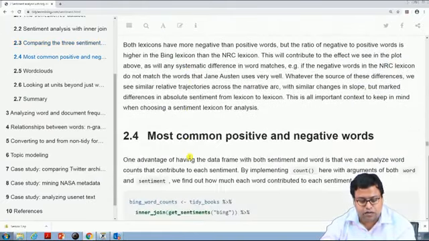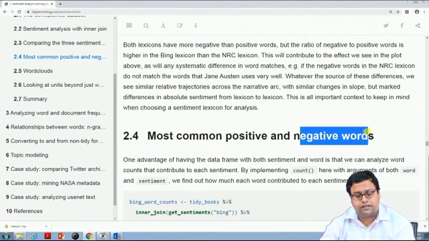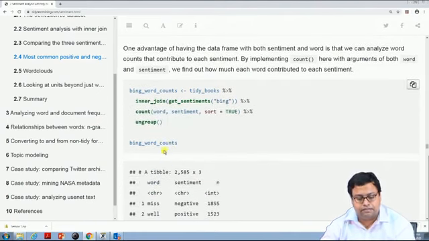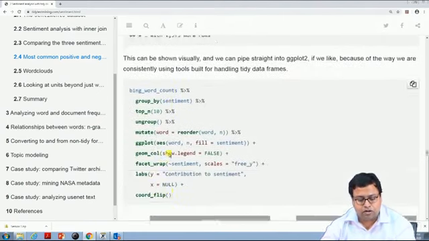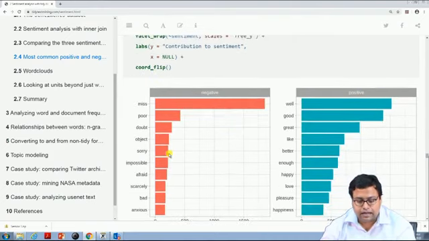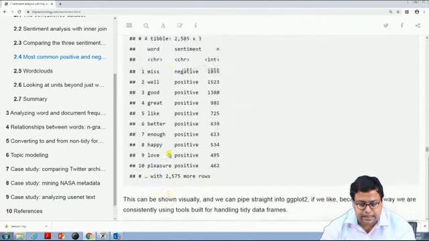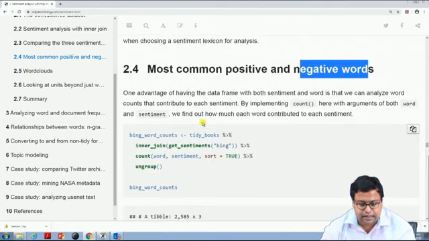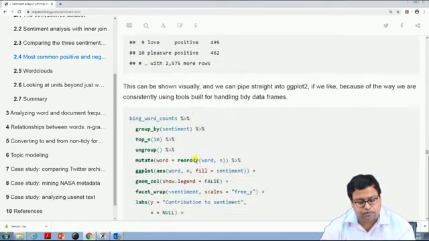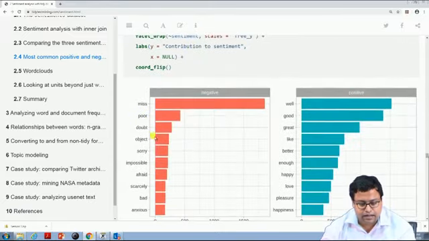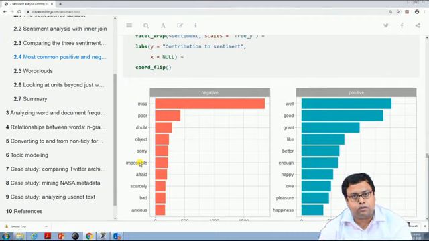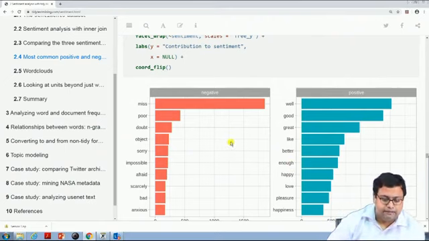Then what can I do? What are the most common positive and negative words? They used Bing to find the most common ones in this data set, and they found that miss, poor, doubt, afraid, impossible, sorry are the most common negative words, and well, good, great, better, enough, happy are the most common positive words.